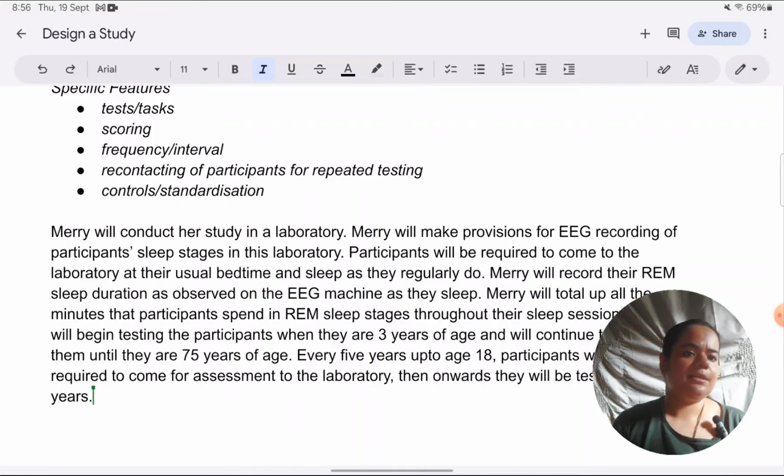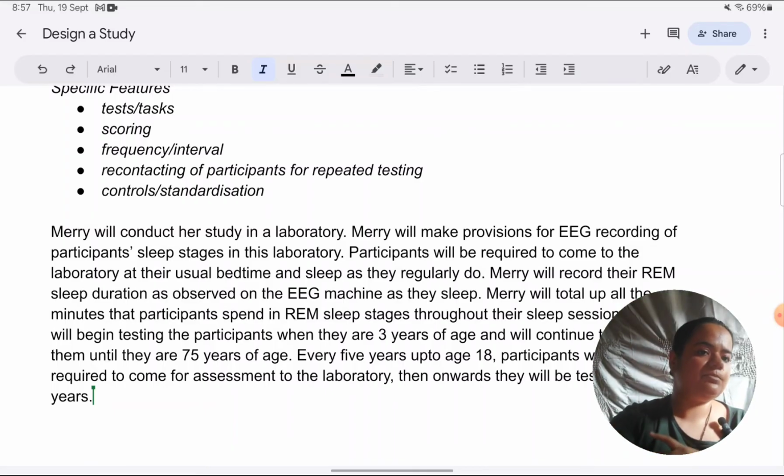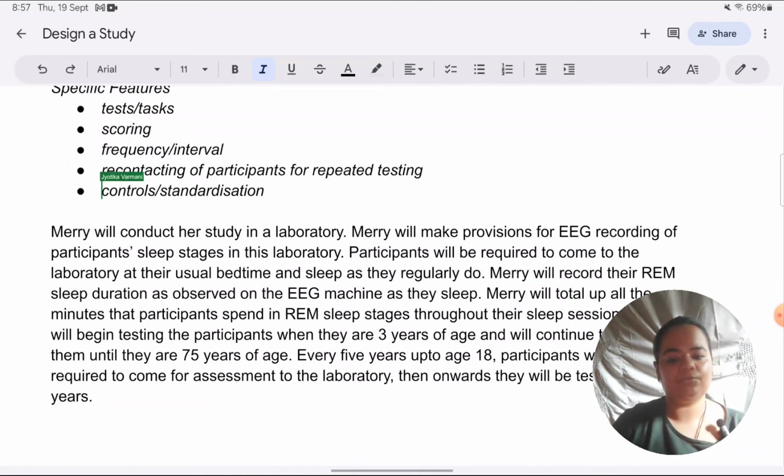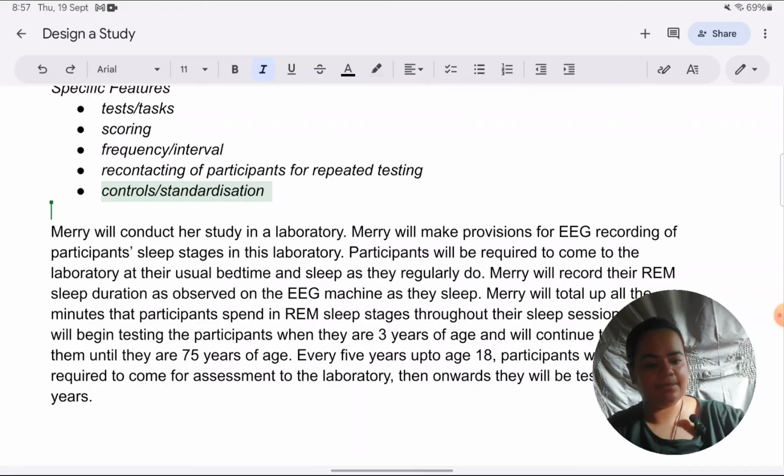Or I could give something about standardization, in the sense that every time they are coming, though it is after 5 years or 10 years, Mary will ensure that the procedure will always be the same, which will serve as standardization. So because I'm already talking about them having to come to the laboratory, I feel this is a good place to talk about control and standardization. So now when I'm going to cover the reliability of the plan, I'm going to be covering the specific feature of controls and standardization as well as the general feature of reliability.